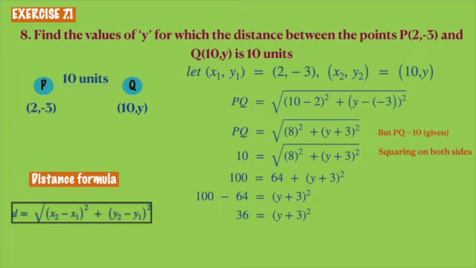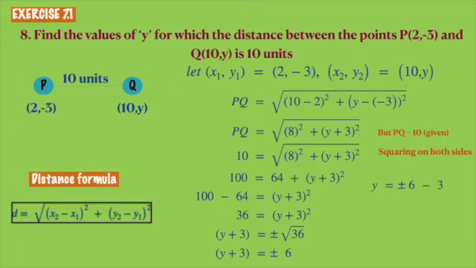When you take square roots on both sides, the square goes, and it becomes y plus 3 is equal to plus or minus square root of 36. We know that the square root of 36 is 6. Therefore, y plus 3 is equal to plus or minus 6. Now we have two values there, plus 6 and minus 6. y plus 3 is equal to plus 6, and y plus 3 is equal to minus 6.